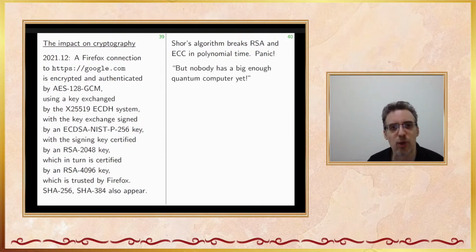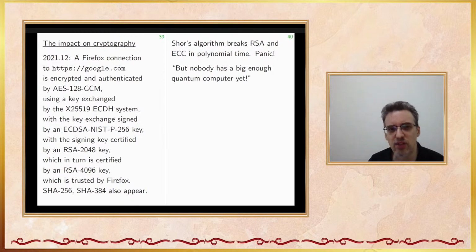Because, for example, nobody has a quantum computer. This is a common response to panicking about Shor's algorithm, which says that, well, okay, let's wait until we see whether people can actually build a quantum computer that's big enough to run this algorithm.